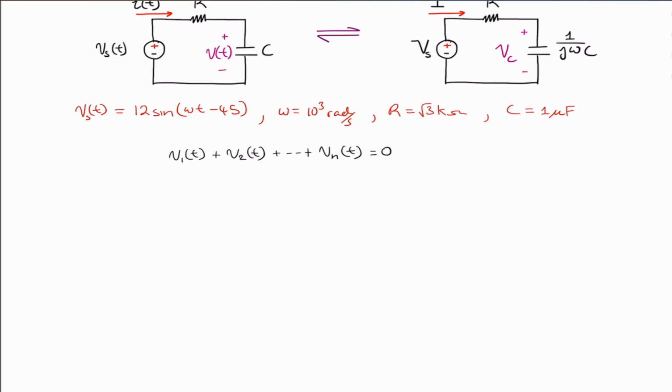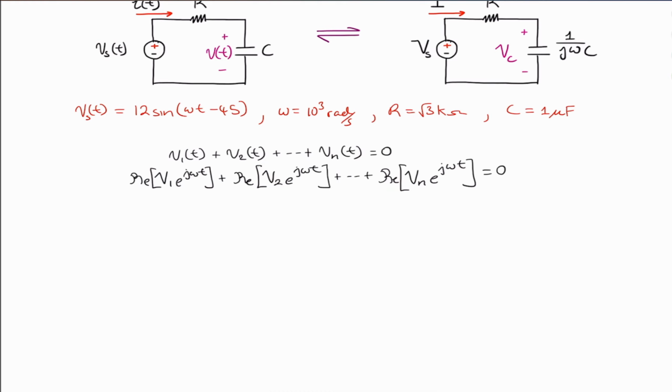We can then go ahead and write V1 of t as the real part of the phasor counterpart of V1 of t times the complex exponential e to the j omega t, plus the real part of the phasor component of V2 of t times the complex exponential, and last, the real part of the phasor counterpart of Vn of t times the complex exponential, equal to 0.